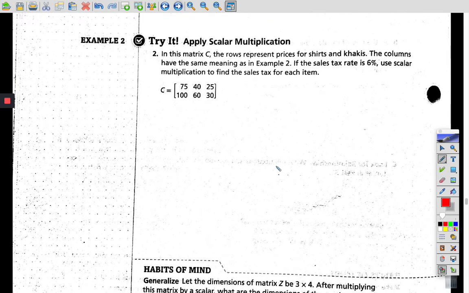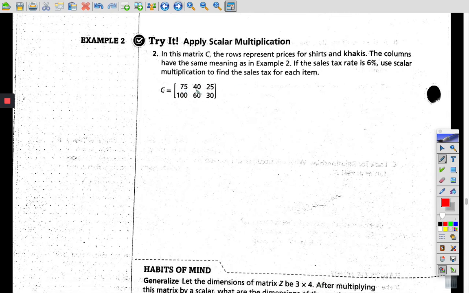All right. It says in Matrix C, the rows represent prices for shirts and khakis. The columns have the same meaning as in example 2. I don't know what example 2 meant, but we'll see. If the sales tax rate is 6%, use scalar multiplication to find the sales tax for each item. Not the total of each item, just the sales tax per item. I'm probably assuming it's going to be like men's, women's, and children's or something, possibly.